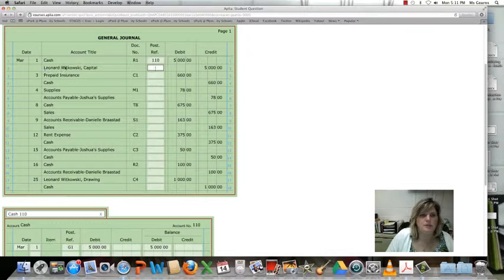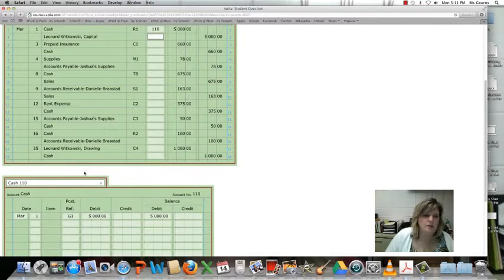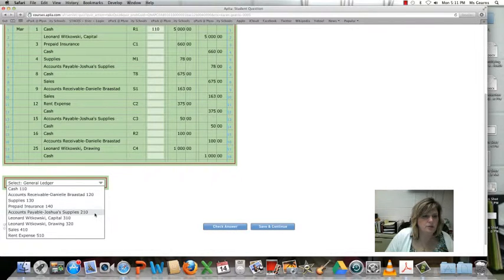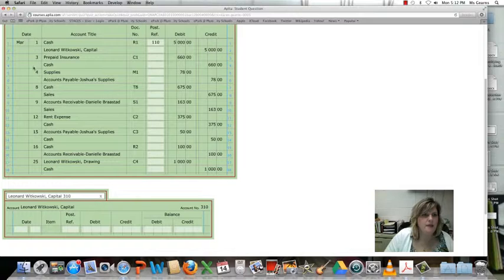The next thing I'm going to do is go to my Leonard Witkowski Capital account. So I come down here and find Leonard Witkowski Capital, and that was also on March 1st. It's from General Journal, page 1, so it's going to be G1. That was a credit for $5,000, and I enter my credit balance of $5,000. This is account number 310, so I take my 310 and put it up here in the post reference column to indicate that I have now posted this entry to the ledger.